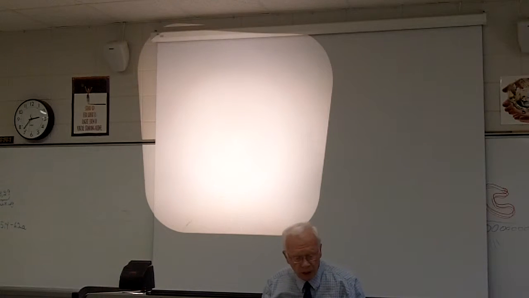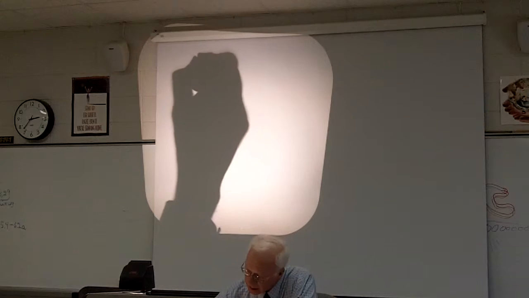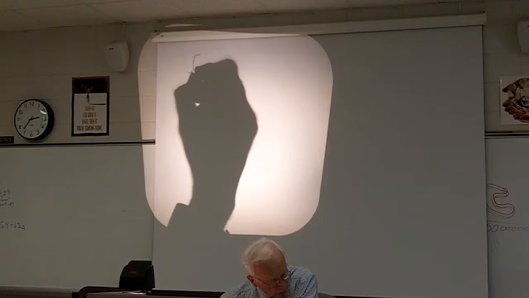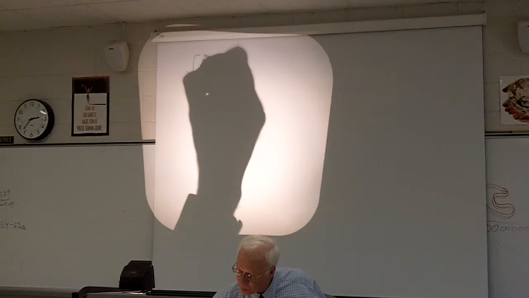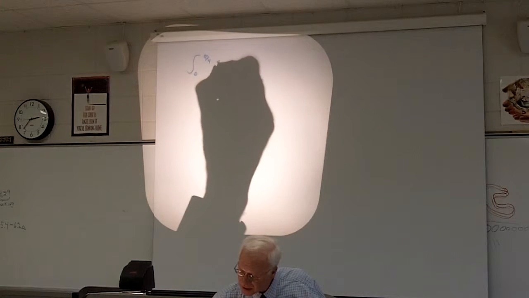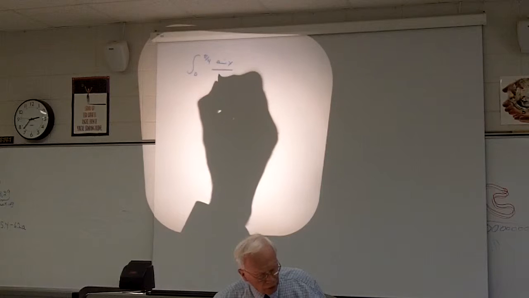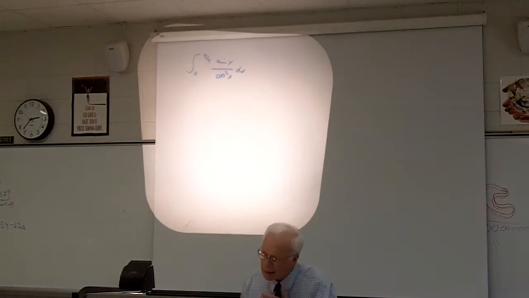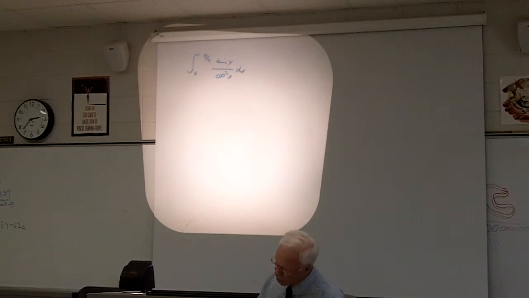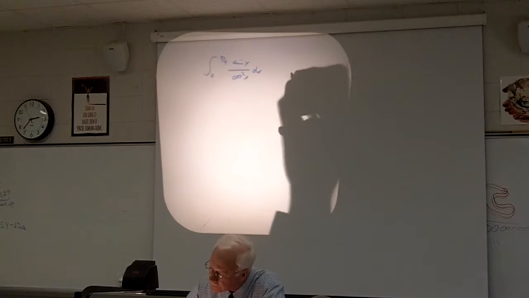Okay, here we go. We have this problem, and we're going to go from 0 to pi fourths of the sine of x all over cosine squared x dx. Lucas, u substitution. What am I going to be using u equal?